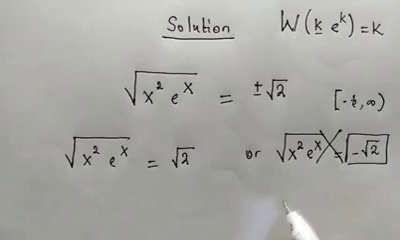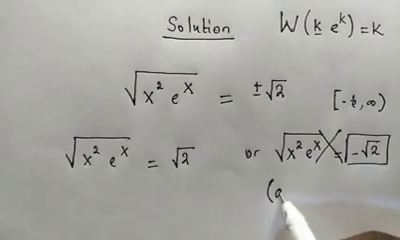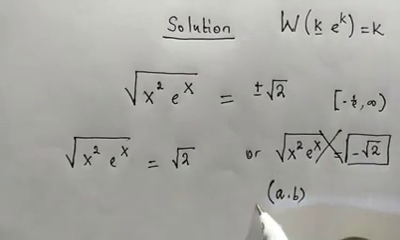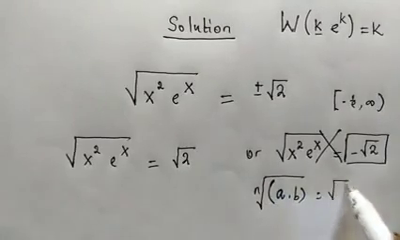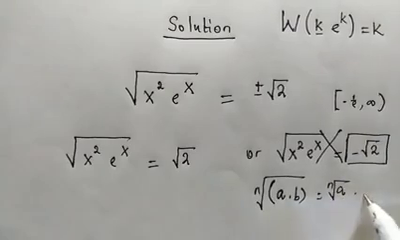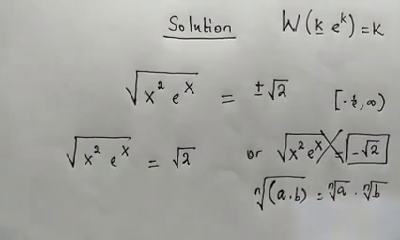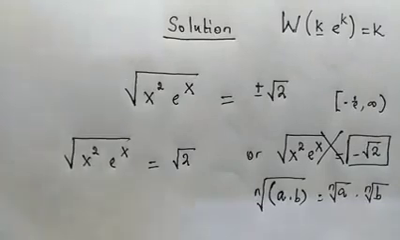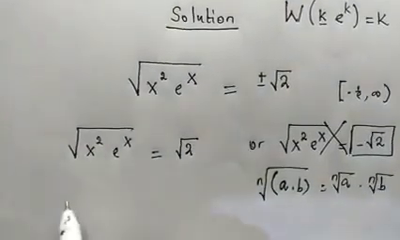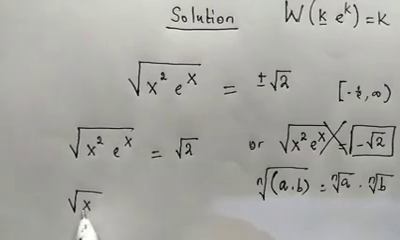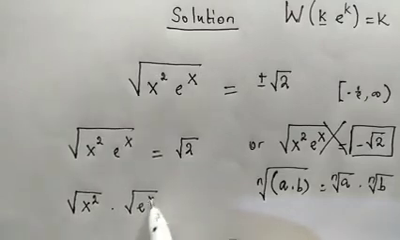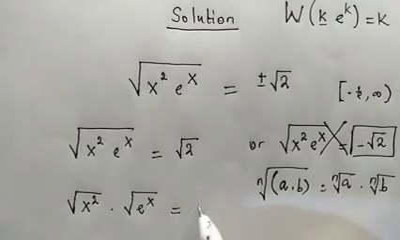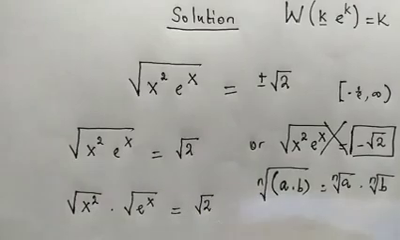From here, let's take note of the following. When we have a multiplied by b and we are taking the nth root, this can be written as the nth root of a multiplied by the nth root of b. Good, right? So here, this will be the square root of x squared multiplied by the square root of e raised to the power of x. So this is equal to the square root of 2.